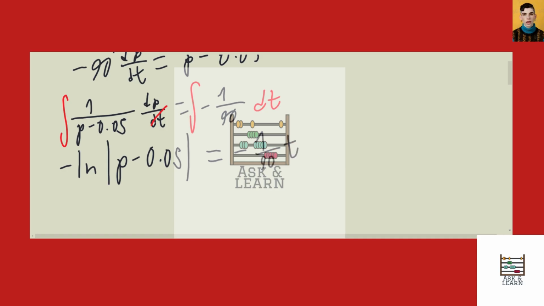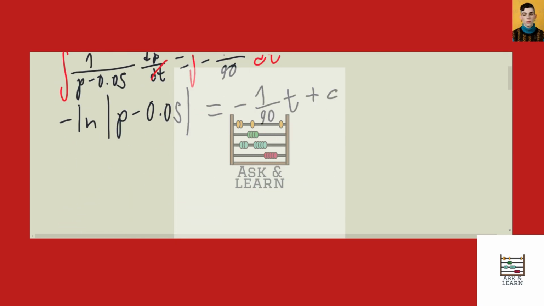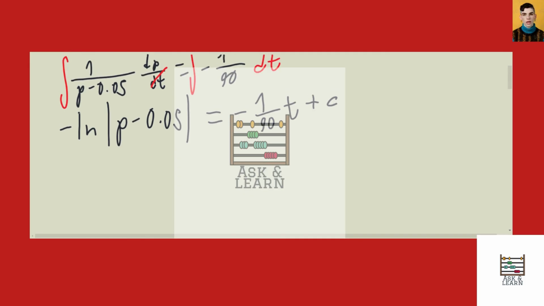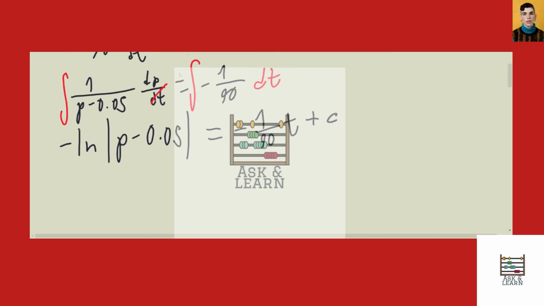Then you can put an arbitrary constant, which I'm just going to call c. Don't let that confuse you with the capital C, which was the amount of carbon dioxide. This is just a lowercase c arbitrary constant. You could put it on either side since you're integrating either way. It doesn't matter. But now we're going to isolate P.